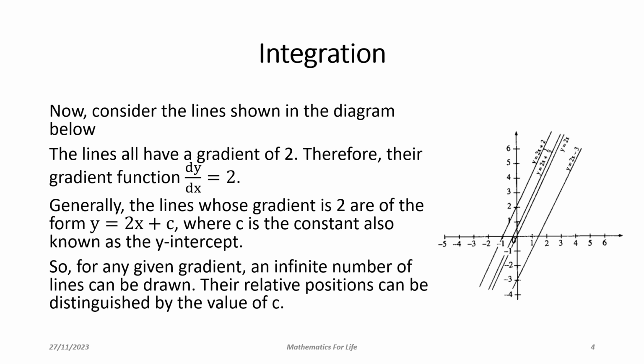Now, consider the lines shown in the diagram below. The diagram is indicated on the other side of the screen. The lines all have a gradient of 2. Therefore, their gradient function dy/dx is equal to 2. Generally, the lines whose gradient is 2 are of the form y = 2x + c, where c is the constant, also known as the y-intercept. So for a given gradient, an infinite number of lines can be drawn. Their relative positions can be distinguished by the value of c.